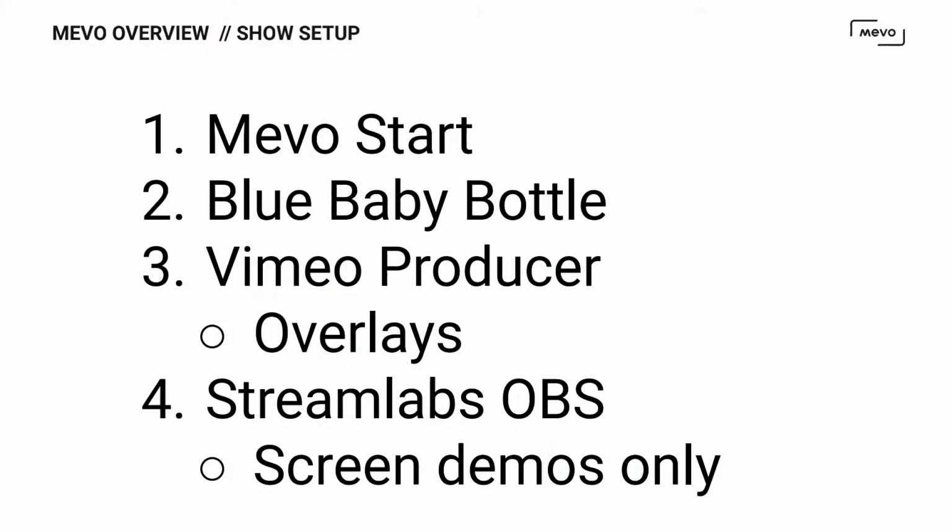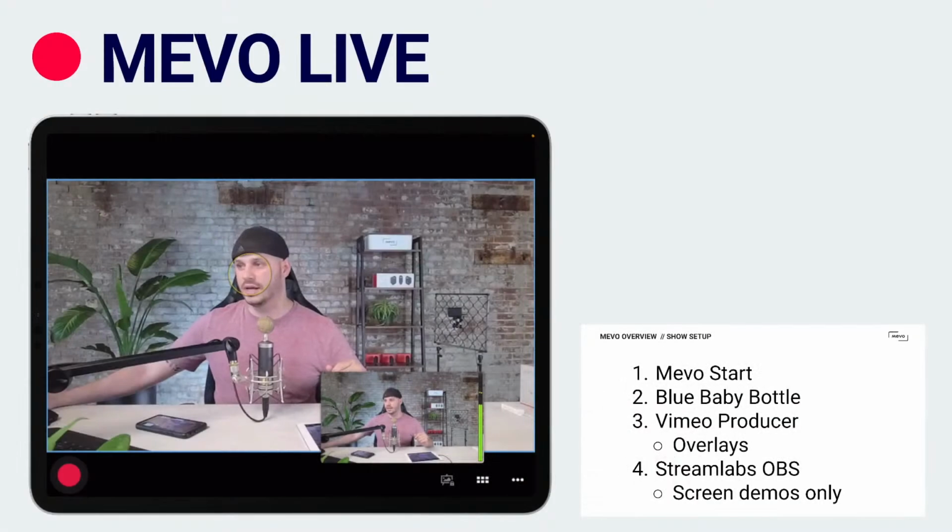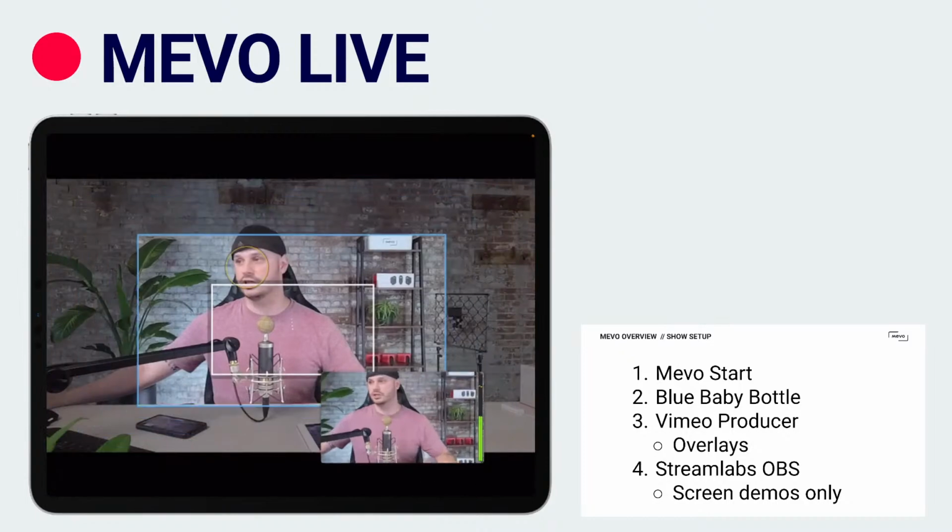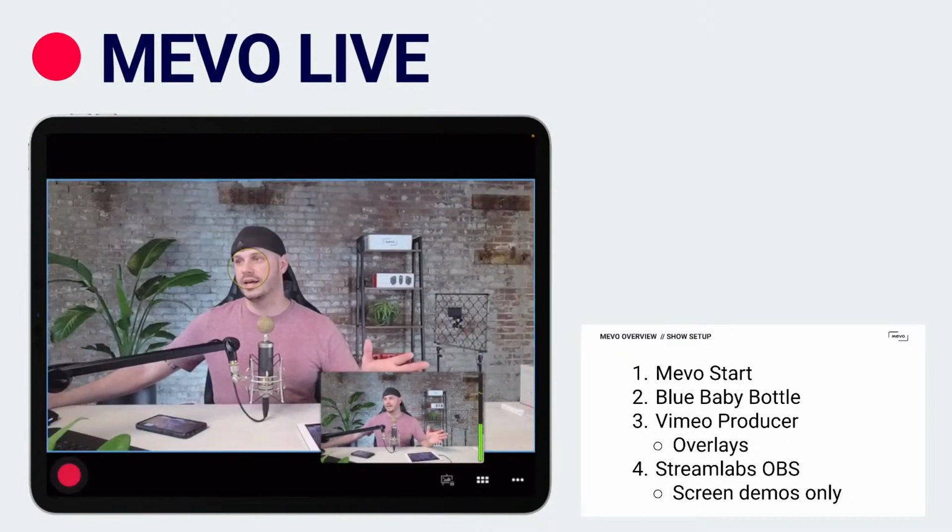All right. For today's show, we have a lot of really cool things we're going to talk about. So let me go ahead and pull that up. And there we go. We talked about that: the Mevo Start, Blue Baby Bottle, Mevo 2.0 app for overlays, and then Streamlabs OBS for screen demos. And just to give you an idea what that actually looks like, it's a little bit like this. You'll see a little screen demo here. I can show you exactly what everything looks like, and we can go from there.